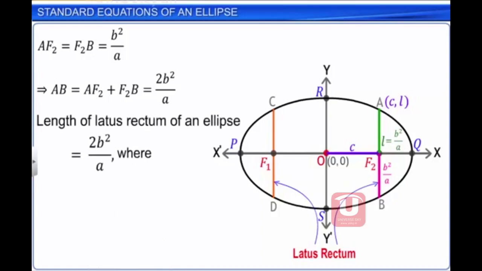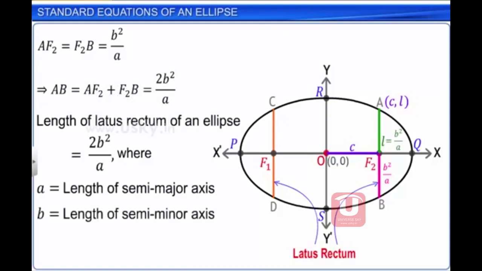Thus, the latus rectum of an ellipse with the semi-major axis equal to a and the semi-minor axis equal to b is given by 2b squared upon a.